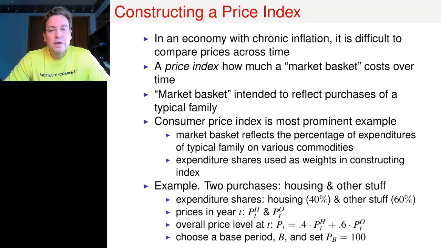Here's a simple example. Suppose you only buy two things, housing and then other stuff. You spend 40% of your expenditures on housing, 60% on other stuff. The price of housing today is P_H,t, and the price of other stuff is P_O,t. Then the price index, which we just say is P_t, is going to be 40% times the price of housing, plus 60% times the price of other stuff. And then what you do is you choose a base year, and in that base year, say you make this price index equal to 100. And then you can easily compare other years to the base year.